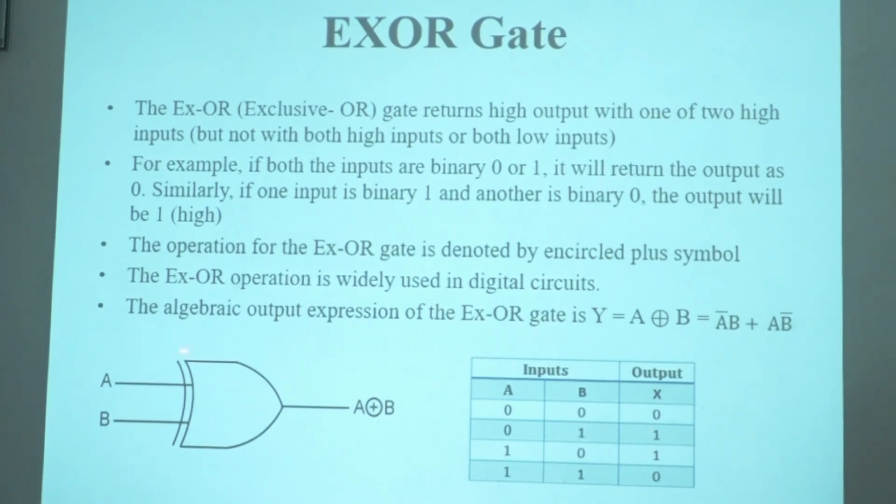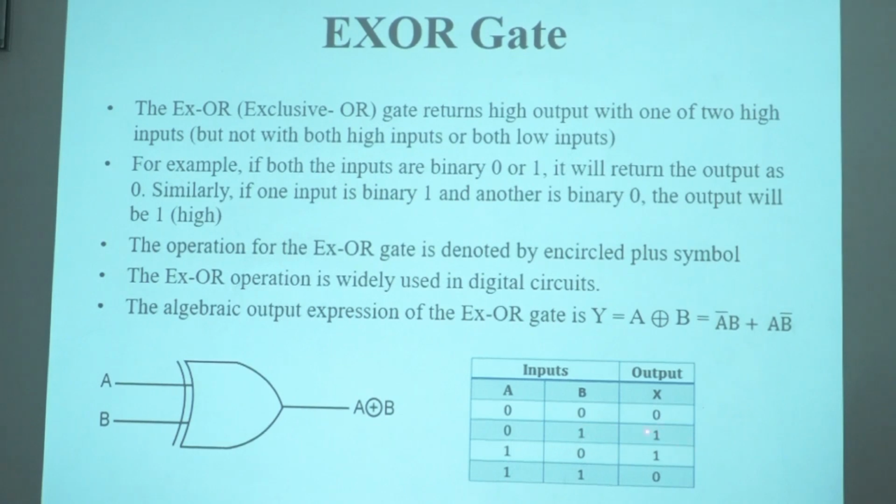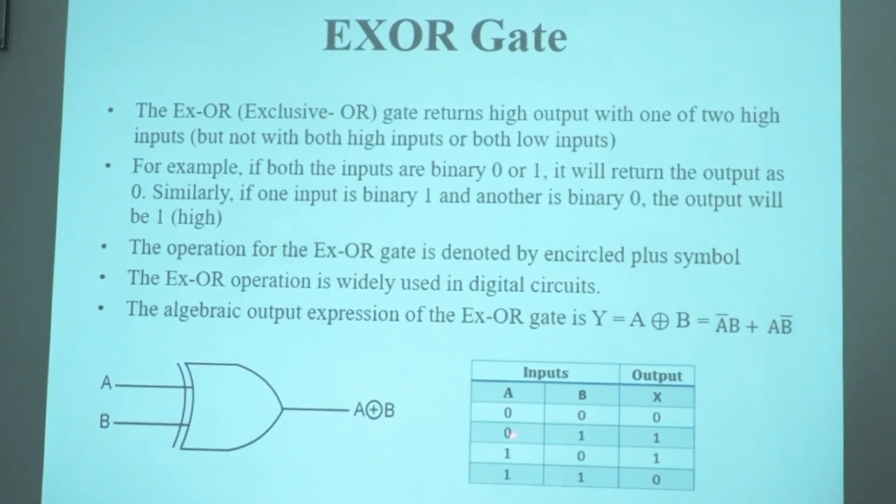This is your logic symbol and this is the truth table. Let us focus on the truth table. Now this returns high output with one or two high inputs. So when you have both the inputs as different, you will be getting high outputs. That is, when you have both the inputs complementing each other, we will have high output. When you have both the inputs as same, we will be getting zero output.